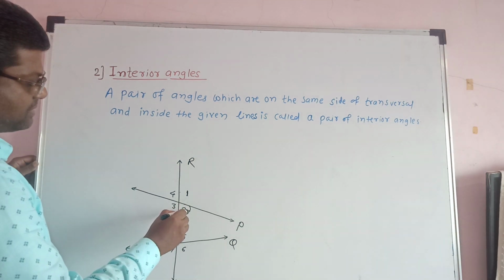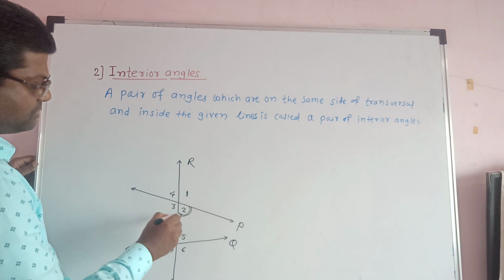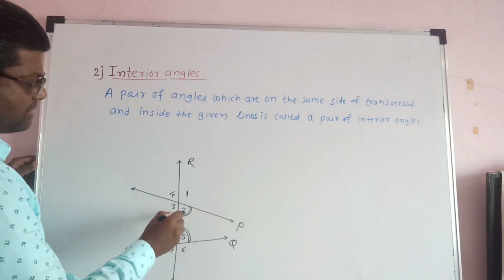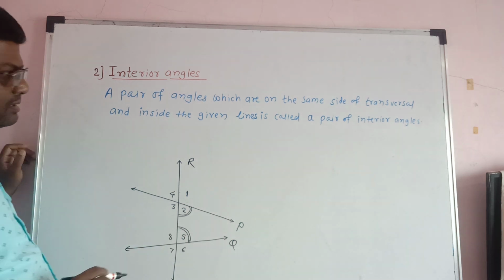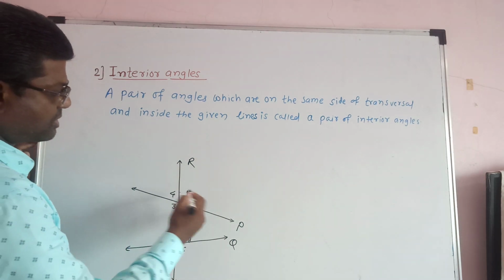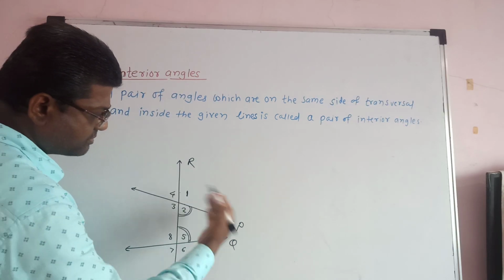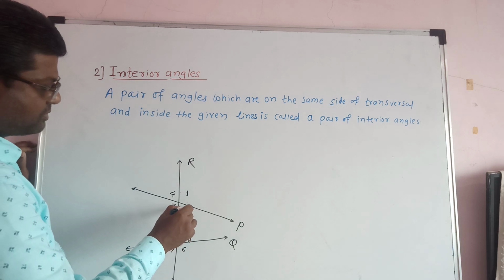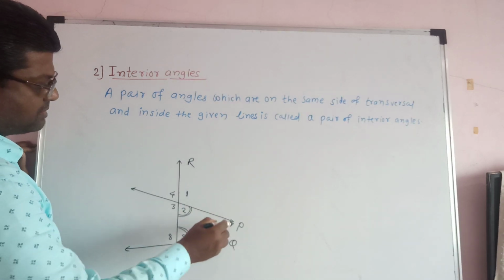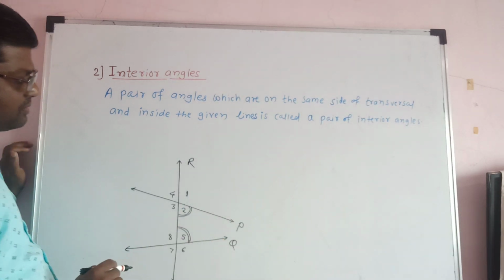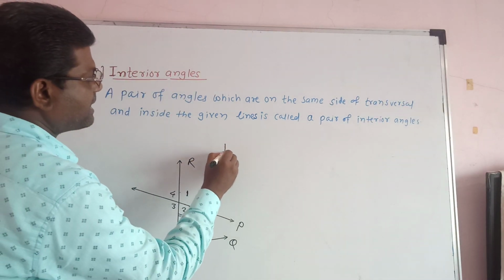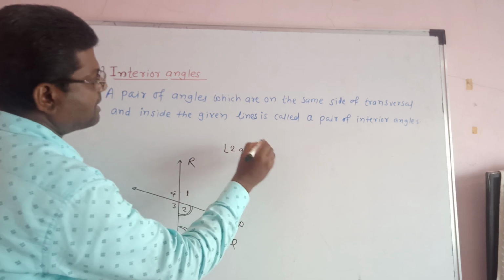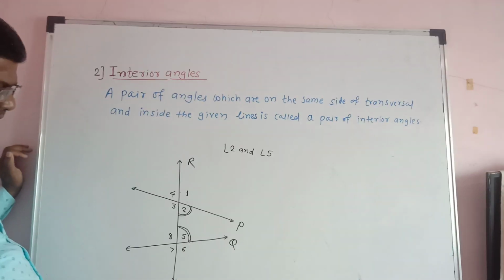Now let us see these two angles, angle 2 and angle 5. These angles are on the same side of this transversal, on the right side of the transversal, and also inside the lines P and Q. Therefore, angle 2 and angle 5 are called interior angles.